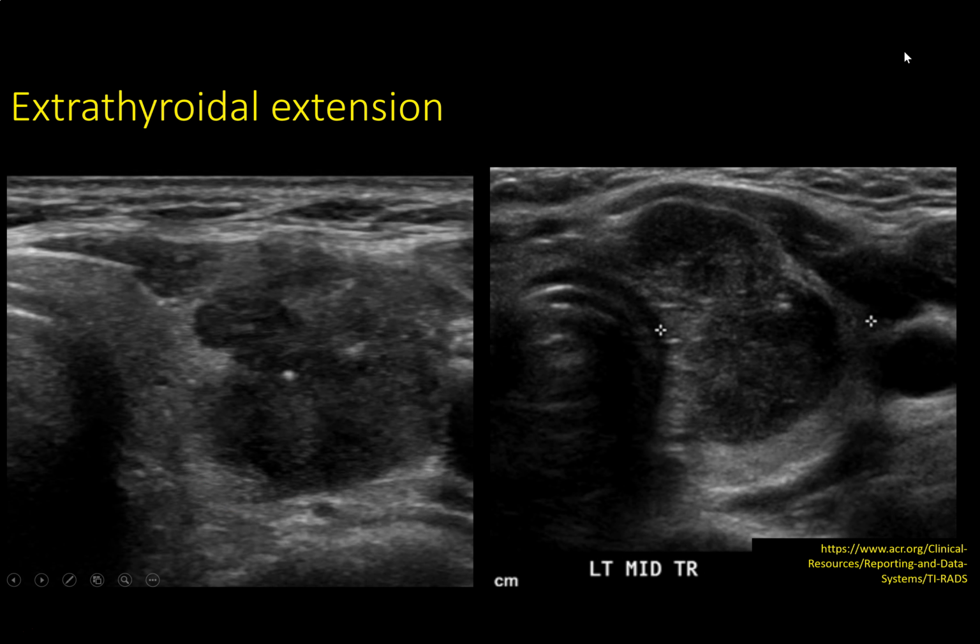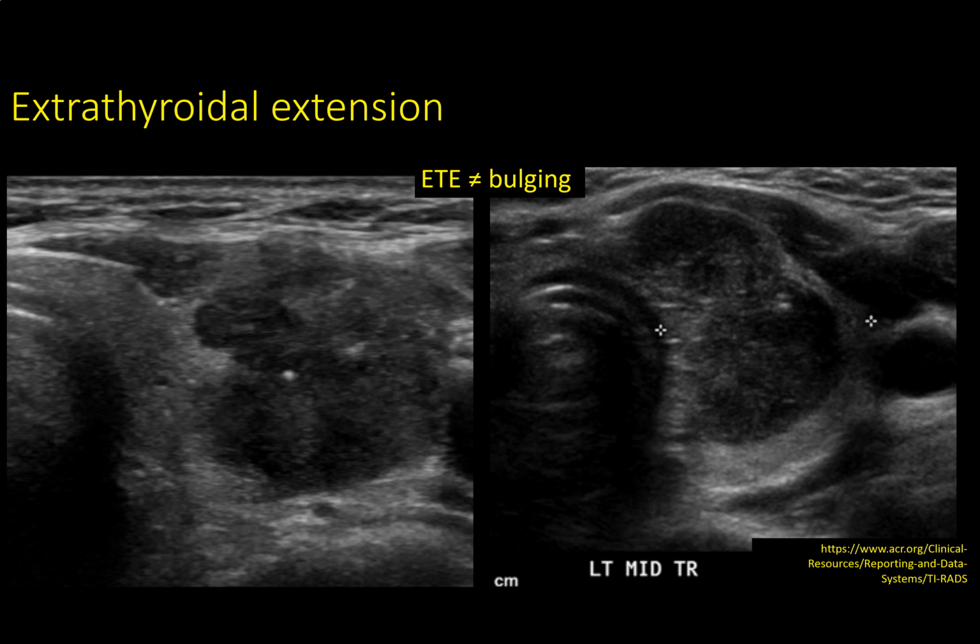The 5th type of margin is extrathyroidal extension, which is a 3-point feature. It deserves its own slide. My practical point here is that it is characterized by clear-cut invasion of the adjacent structures. This appearance is pathognomonic for malignancy and should not be recorded merely because it's bulging beyond the thyroid. So bulging doesn't equal extrathyroidal extension.